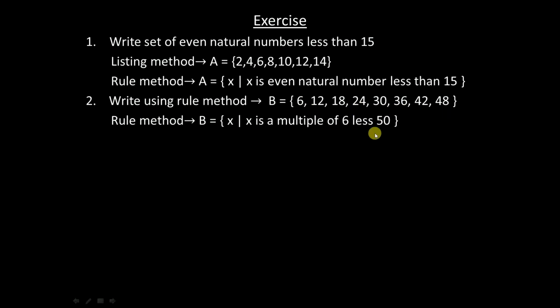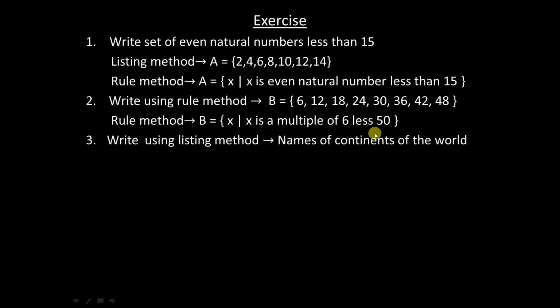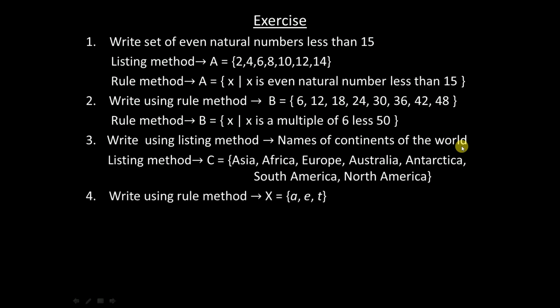Okay, now let us move on to the next question, which is saying that write using listing method the name of the continents of the world. Okay, you have to write down the names of the continents in a set using listing method. So how do we write it? This is very simple one. This is nothing but C. I have taken representation as C, curly bracket, Asia, Africa, Europe, Australia, Antarctica, South America and North America. So basically these are the continents of the world which are written in the sets using the listing method. Okay, that was very simple one.